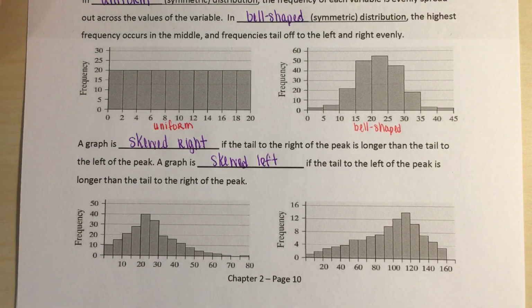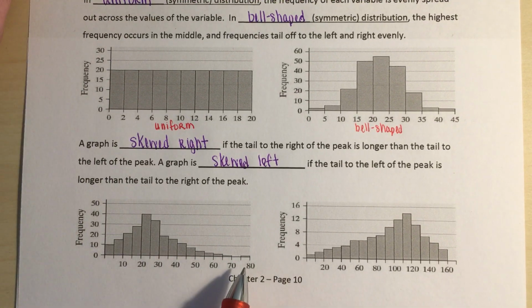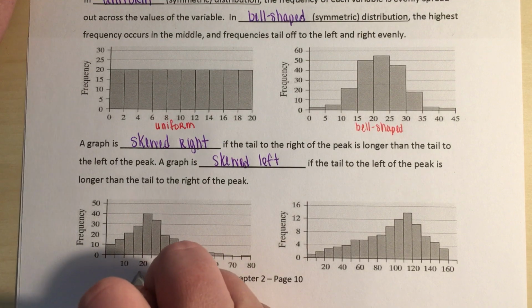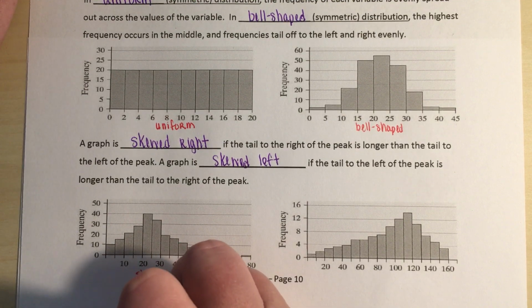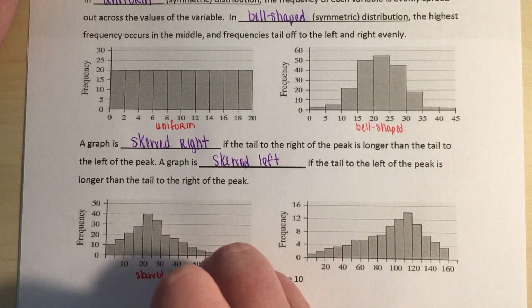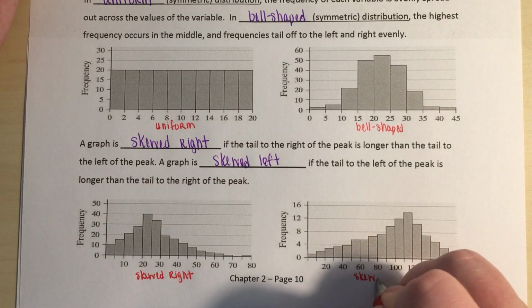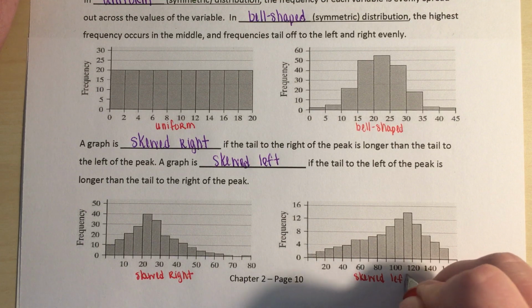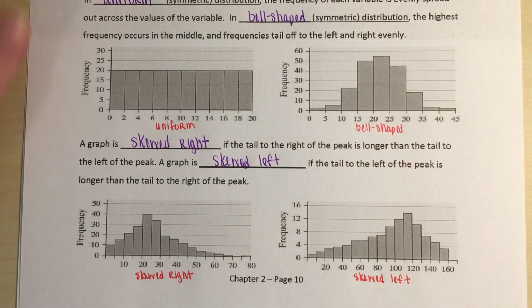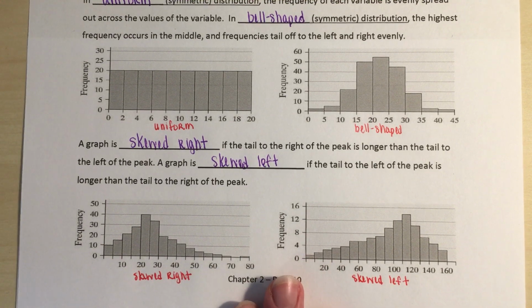So in this first picture here, we have a large tail to the right. So this one is skewed right. And then in our second one here, we have a long tail to the left. So this is skewed left. So when we're looking at shape, the first thing that we're going to think about is whether we are symmetric or skewed.